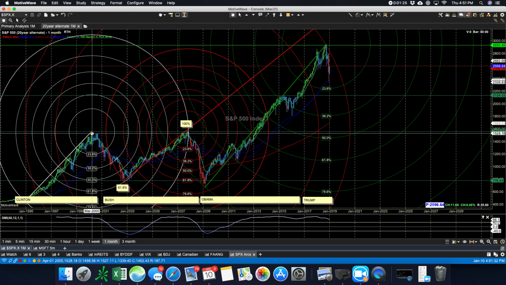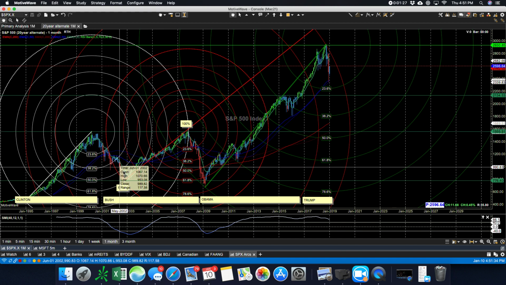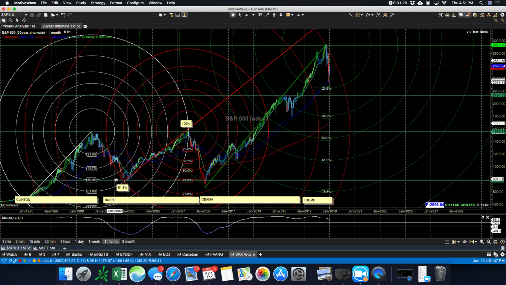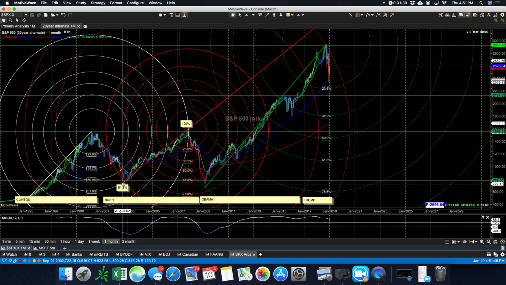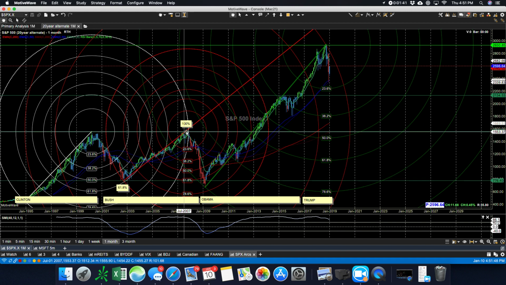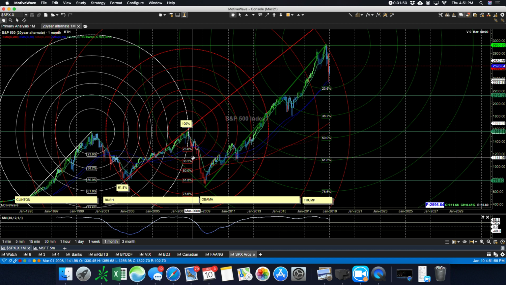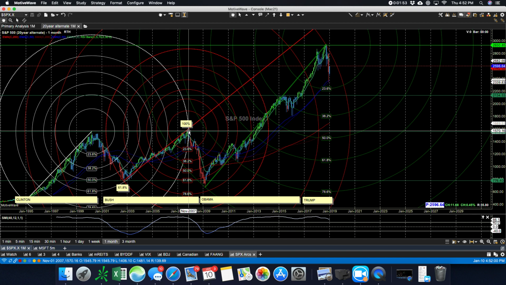In the Clinton/Bush down phase, we pulled back to 61.8%, the 61.8% ring of the Fibonacci arcs. And we started to move up to this point right here, which was its peak in October, November of 2007. And that was exactly the 100% line, which coincides with this high.